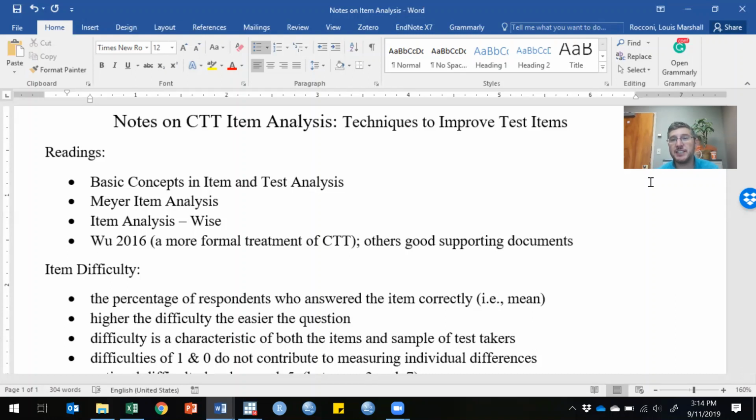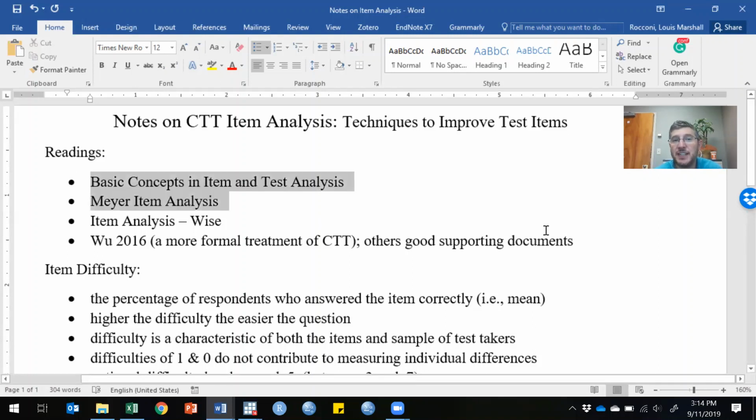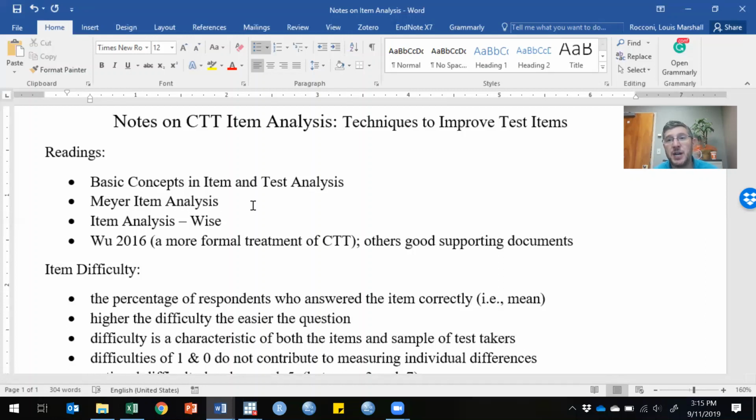There are some good readings this week that really sum up what's going on, and I'd probably recommend looking at them in this order. I'd start with the basic concepts in item and test analysis. The Meyer item analysis chapter is wonderful. There's a PowerPoint on item analysis from WISE, which is pretty good, and the others are good supporting documents. Wu is a nice formal treatment of classical test theory. So that's how I'd recommend looking through them.